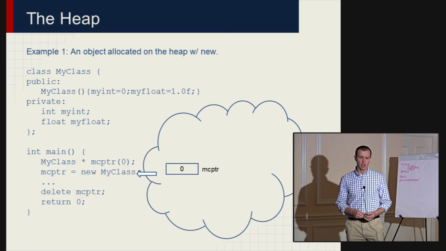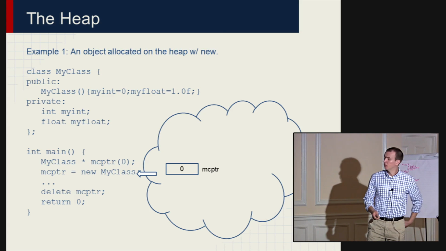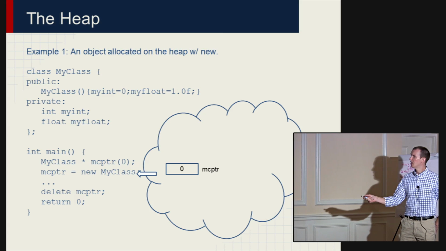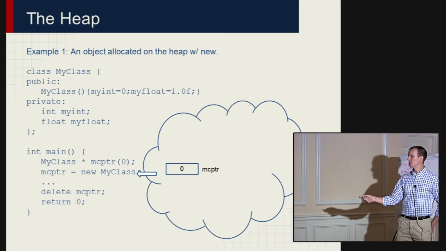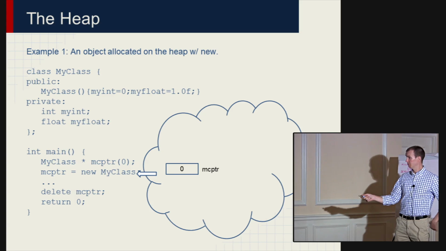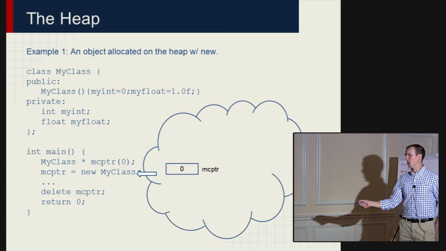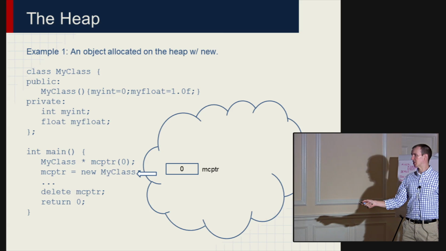Okay, so an object allocated on the heap with new. I've got this class, MyClass, and it's got 2 pieces of data, my int and my float, and say its default constructor initializes the integer to 0 and the float to 1. So in my program, I'm going to declare a pointer to my class and set its value to 0. And then using new, I'm going to allocate an instance of my class and assign the pointer returned by this call to new to the MC pointer variable here.